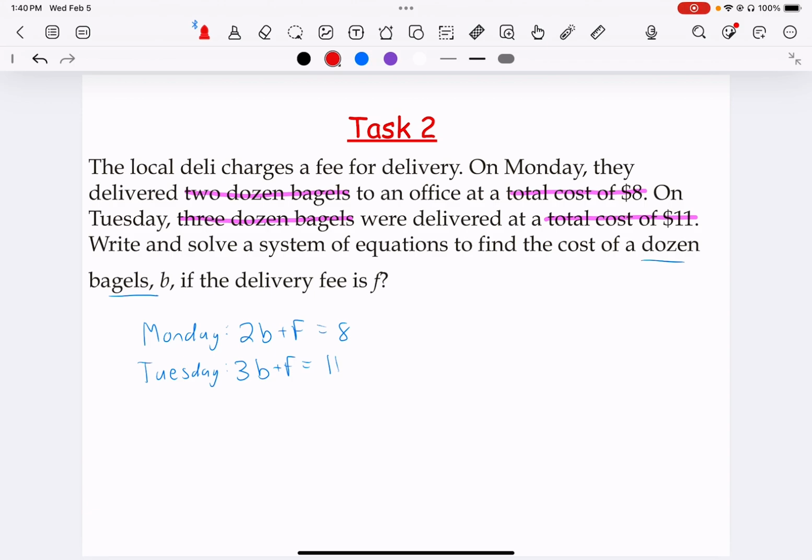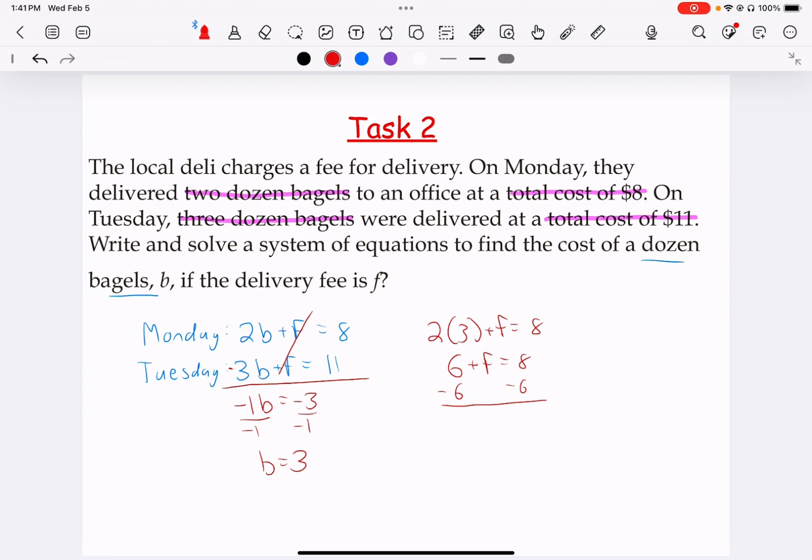Now my F's have the same coefficient, so I'm going to subtract my two equations. 2B minus 3B is negative 1B. F minus F is 0, so it gets eliminated. And 8 minus 11 is negative 3. So I would divide both sides by negative 1, and B is equal to 3. Now I also have to find F, so I have 2 times 3 plus F equals 8. 2 times 3 is 6, plus F is equal to 8. When I subtract 6 from both sides, F is equal to 2. So since this is a word problem, I'm going to give a word answer and say a dozen bagels cost $3, and the delivery fee is $2.